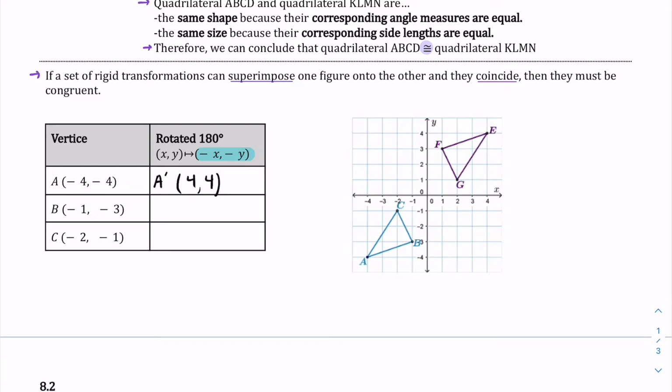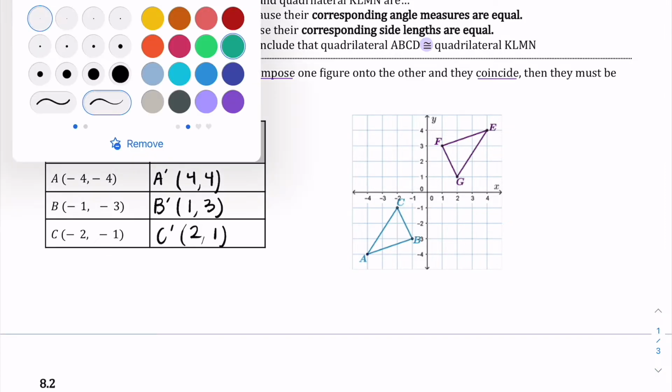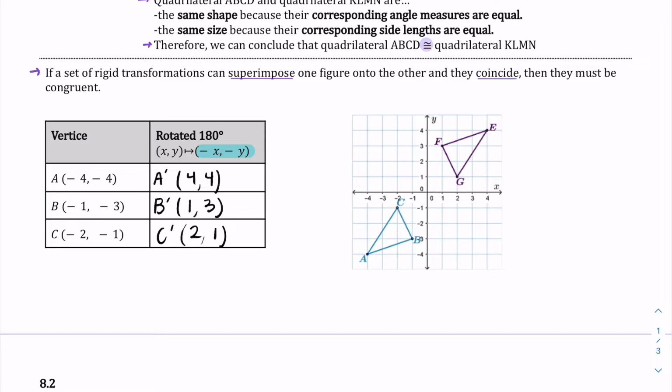Okay, so for B, if we rotate it 180 degrees, then B prime is going to be, instead of -1, +1, and then instead of -3, it'll be +3. And then for C, if I go ahead and rotate C 180 degrees, then C prime is going to be, instead of -2, it'll be +2, and then instead of -1, it'll be +1. So let's just see how those points line up with the new figure. I'm just going to go ahead and label A, B, and C prime on the graph.